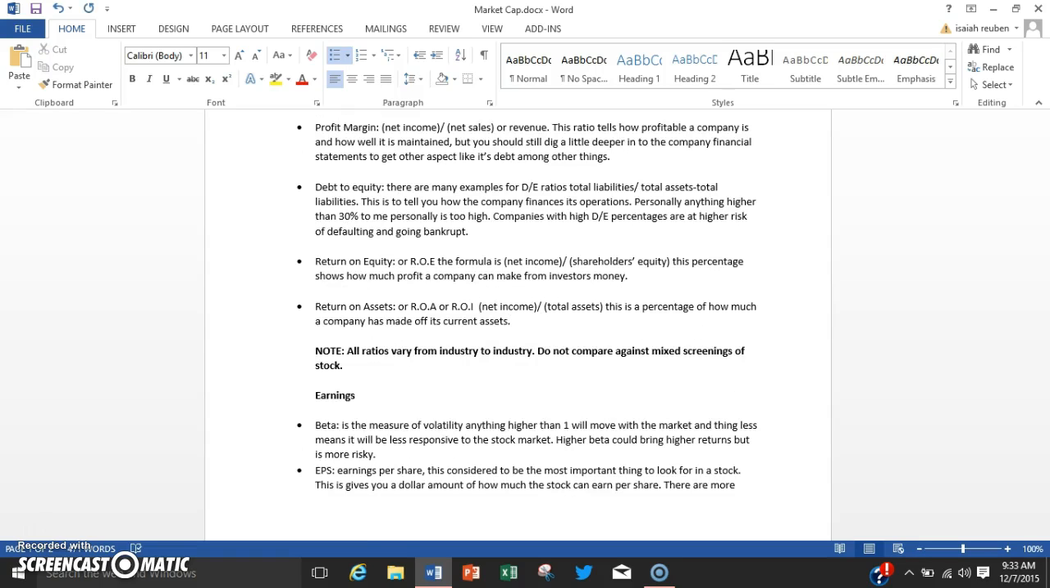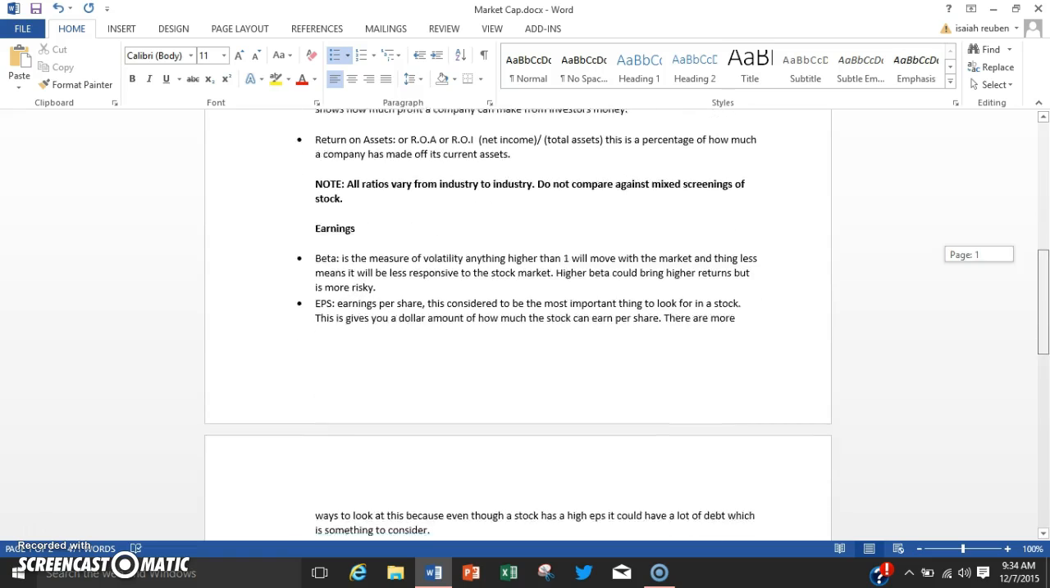Return on equity, or ROE, is another formula that gives a percent of how much profit a company can make from investors' money. Return on assets is the same thing, except it shows a percentage of how much is made off its current assets. And again, as I noted, all ratios do vary from industry to industry. They're not all the same. I'll get more in depth on that when I talk about screening for stocks in the next video.